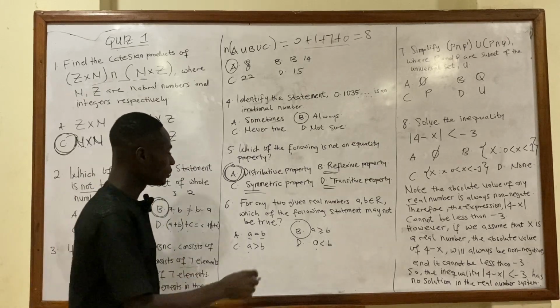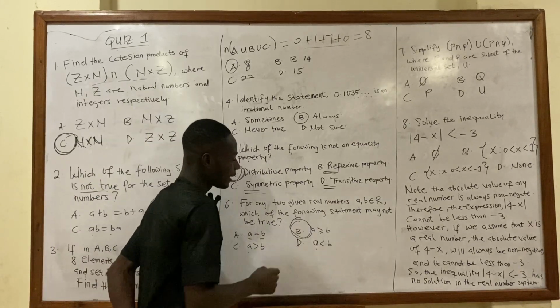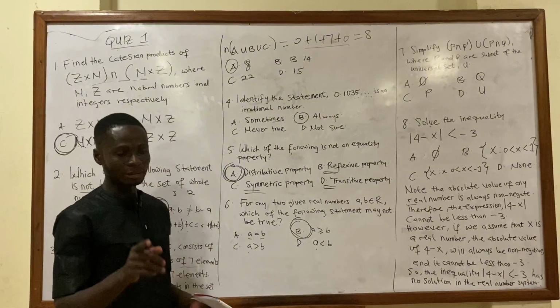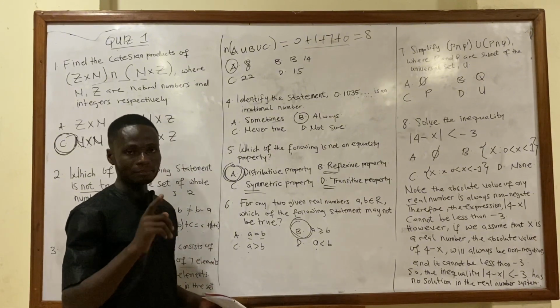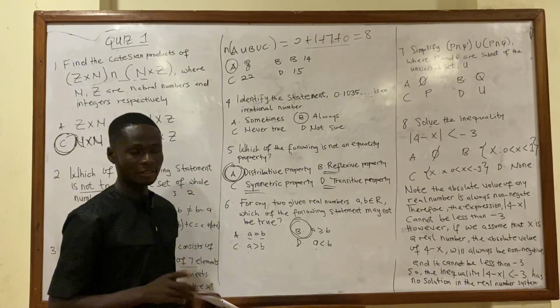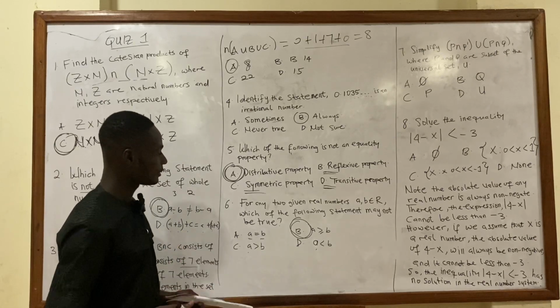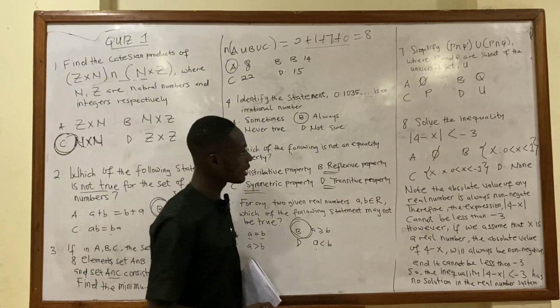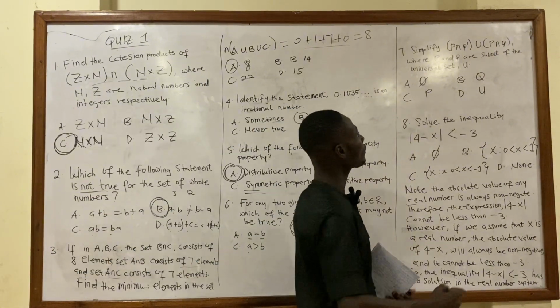All right, so we say A cannot be greater than or equal to B, but we can say that A is equal to B, or A is greater than B, or A is less than B. That's the only thing we can say about this statement. All right, so let's look at our next question over here.